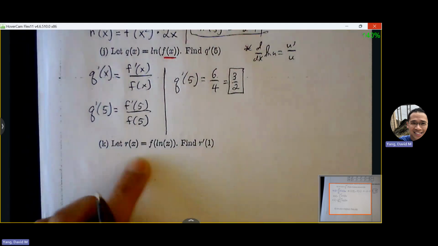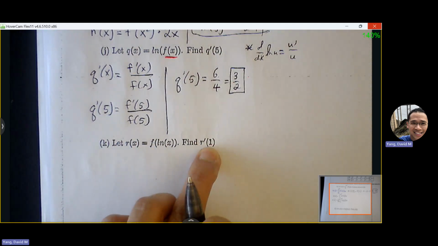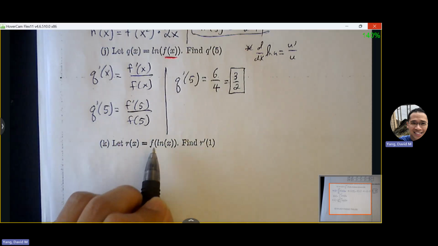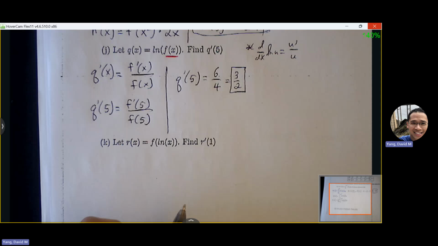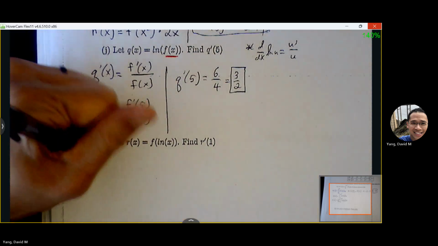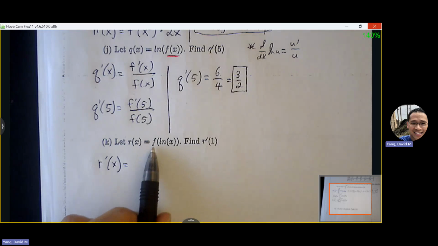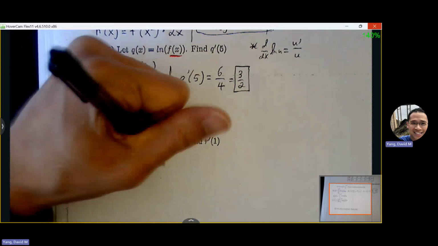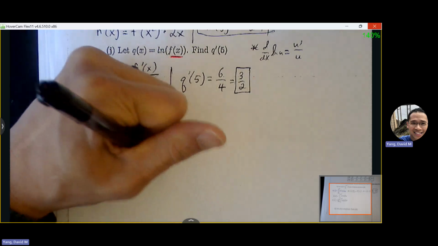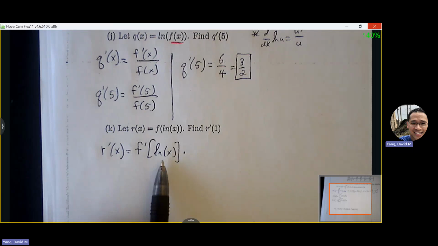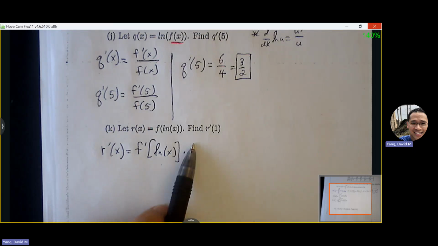Next up, r equals f of natural log of x, find r prime of 1. We're going to find the derivative. There's a little bit of chain rule first. Outside times inside derivative. So outside derivative is f becomes f prime. We keep everything inside the same. Now we're ready for the inside derivative. So natural log of x's derivative is just 1 over x, right? U prime over u.